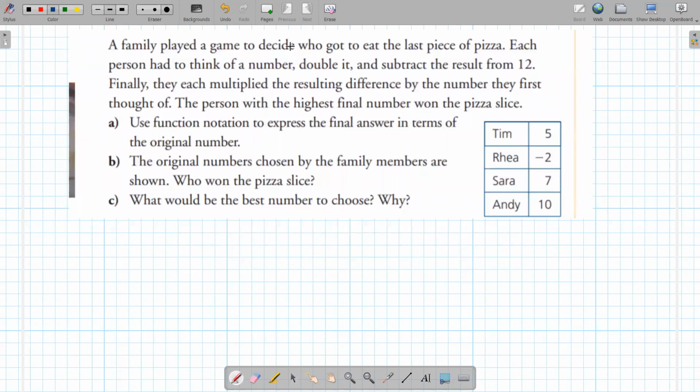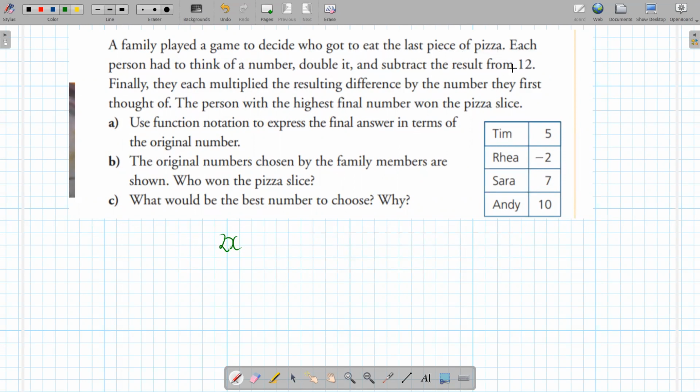A family is playing a game to decide who gets to eat the last piece of pizza. Each person has to think of a number, right? So let's think of a number. For us, the number is x. And then we double it. What's going to happen to the x if we double it? Put a 2 in front. And then we subtract the result, which is 2x, from 12.